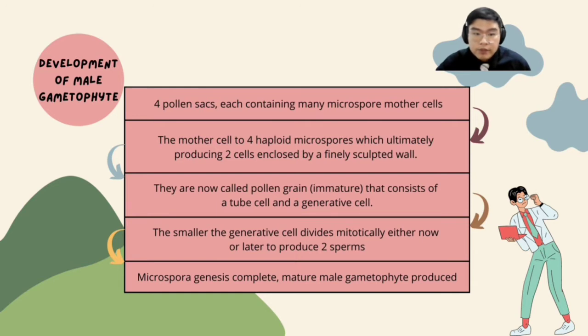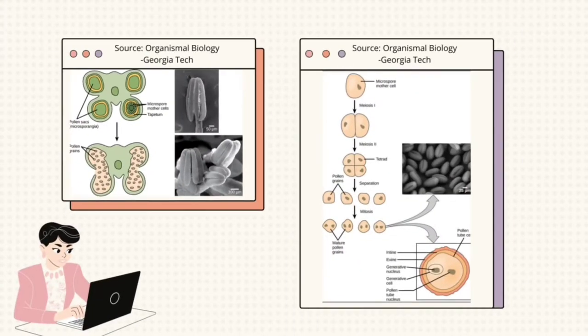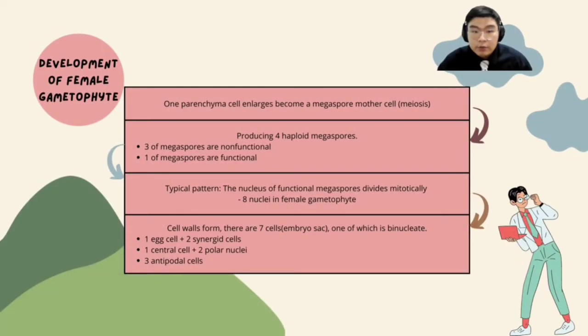form 2 cells enclosed by a finely sculpted wall. The immature male gametophytes are now called pollen grains, containing a tube cell and a generative cell. The generative cell undergoes mitosis again to produce 2 sperms, becoming mature male gametophytes, which brings an end to the whole process, called microsporogenesis. And then we come to female gametophytes.